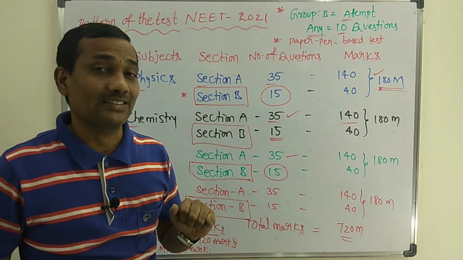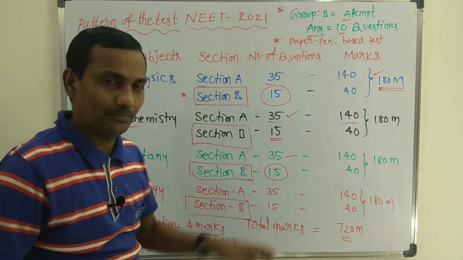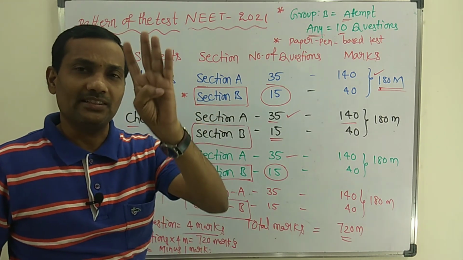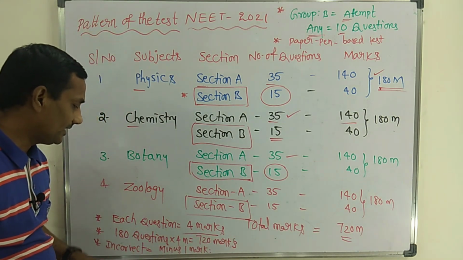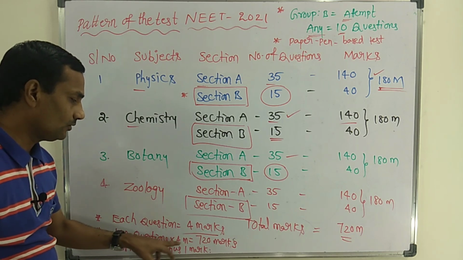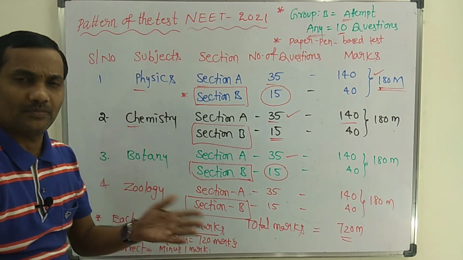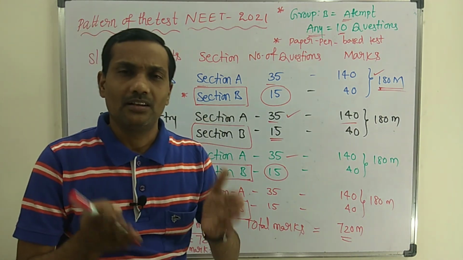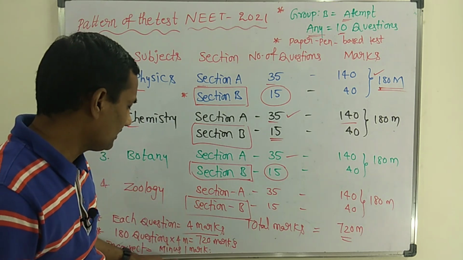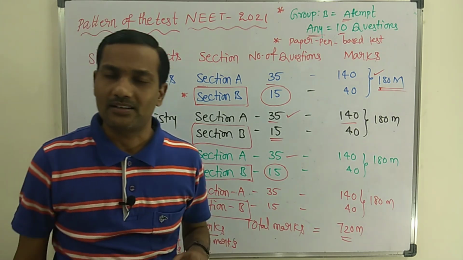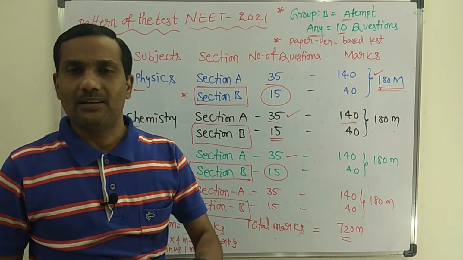I am talking about the marks point of view. Either section A or section B, each question carries 4 marks. In total, how many questions do you have to attempt? 180 questions you will write. 180 into 4, 720 marks. For an incorrect answer, meaning if I write something wrong, a mistake, there is minus 1 mark. Negative marking will be there in the NEET exam.